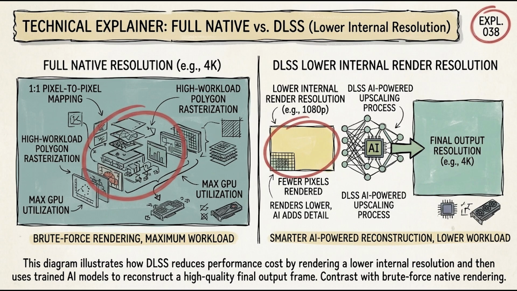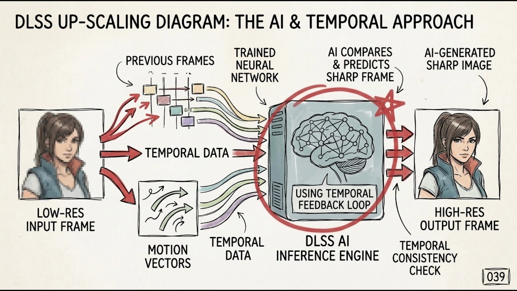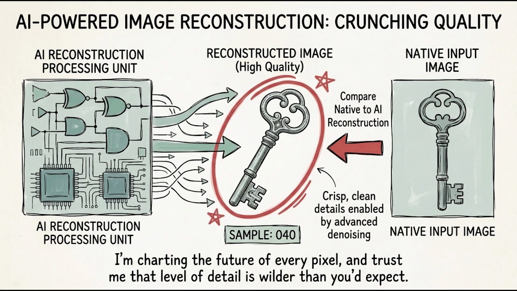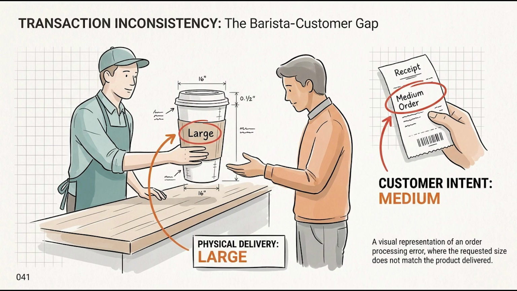Instead of rendering your game at full native resolution, the GPU renders at a lower internal resolution. Then NVIDIA's AI model takes that lower res image, analyzes motion vectors and temporal data, and reconstructs it into something that looks like the full resolution output. Sometimes it looks even better than native. It's like ordering a medium coffee and the barista secretly handing you a large.